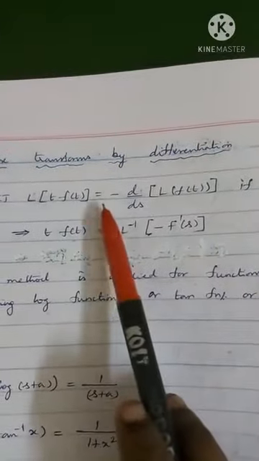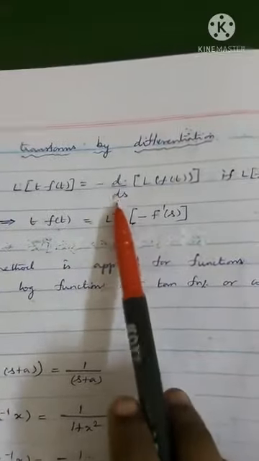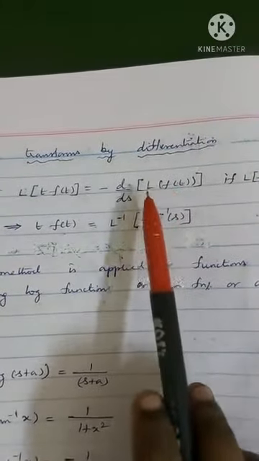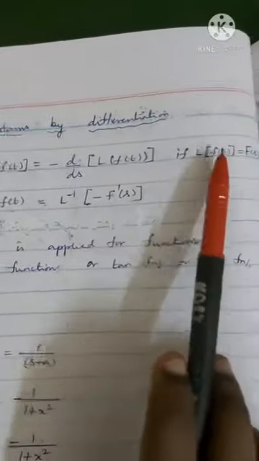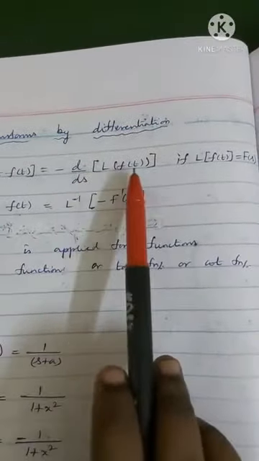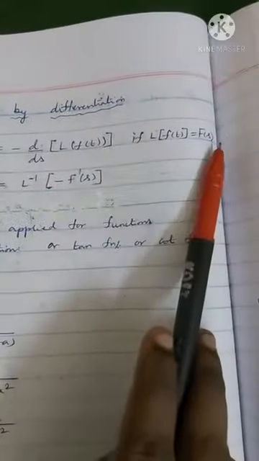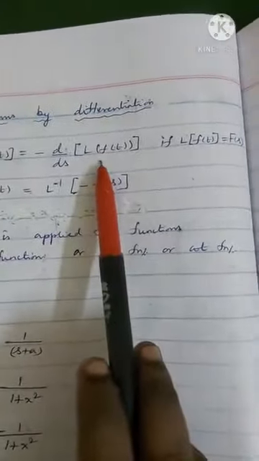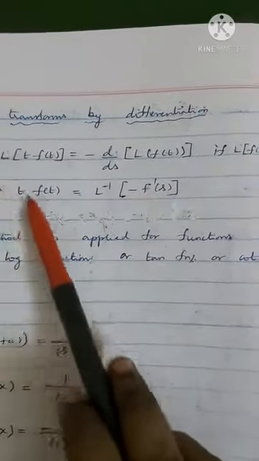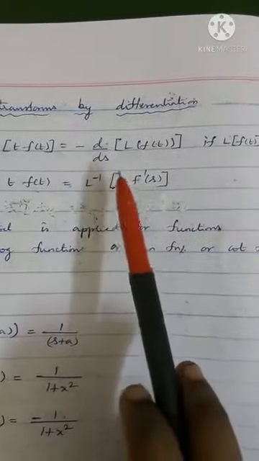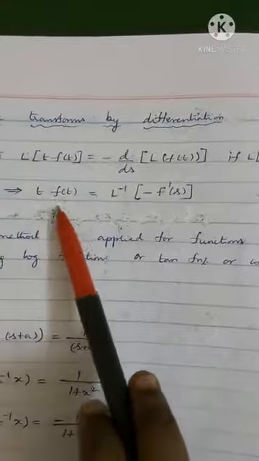We have studied this in Laplace transform: L of t into f of t is minus d by ds of L of f of t. L of f of t is F of s, and d by ds of F of s is F dash of s. When you substitute, and bring the minus this side, L inverse of minus F dash of s is equal to t into f of t.